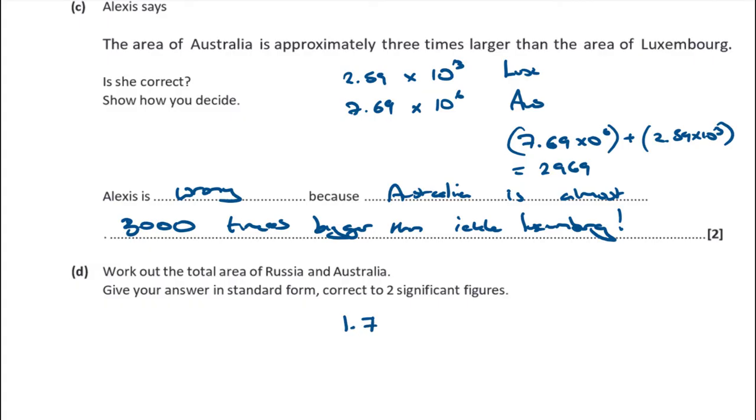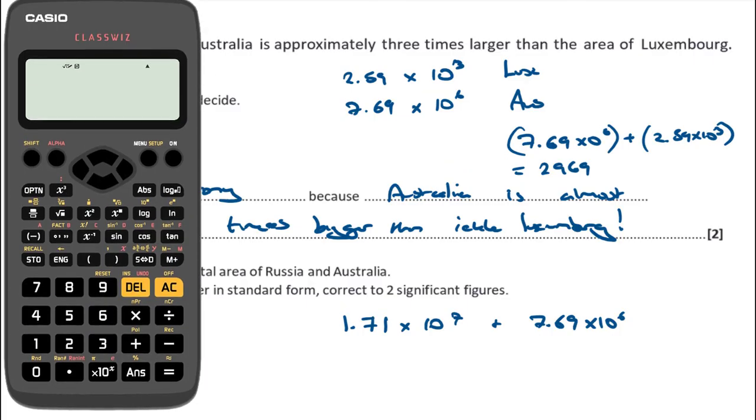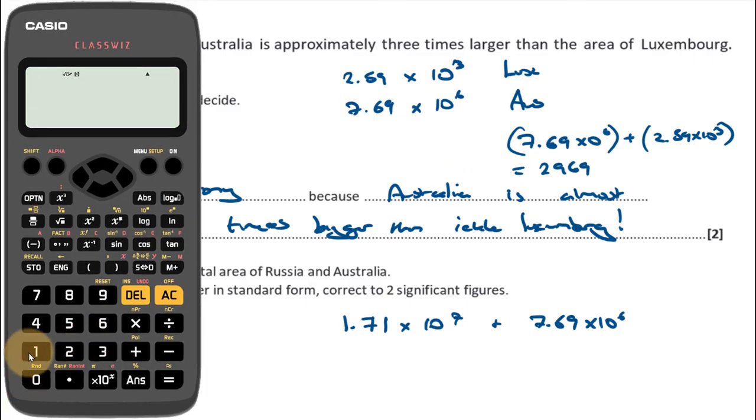1.71 times 10 to the 7 plus Australia, which was 7.69 times 10 to the 6. So again, I'm just going to use that calculator button for powers for standard form on the calculator. 1.71 times 10 button. Type in the power, which is 7, plus 7.69 times 10 button.